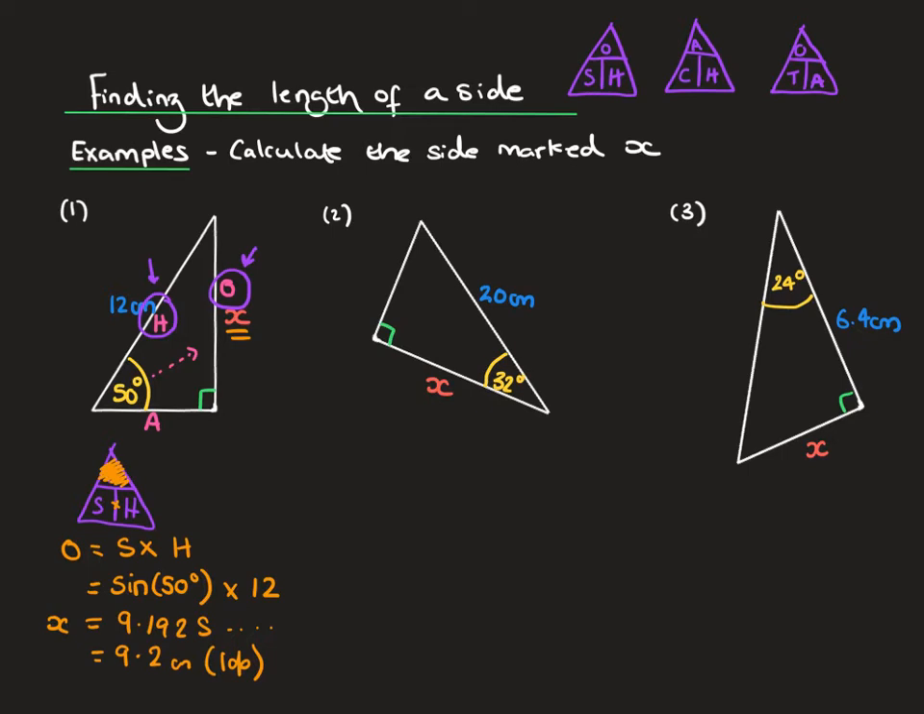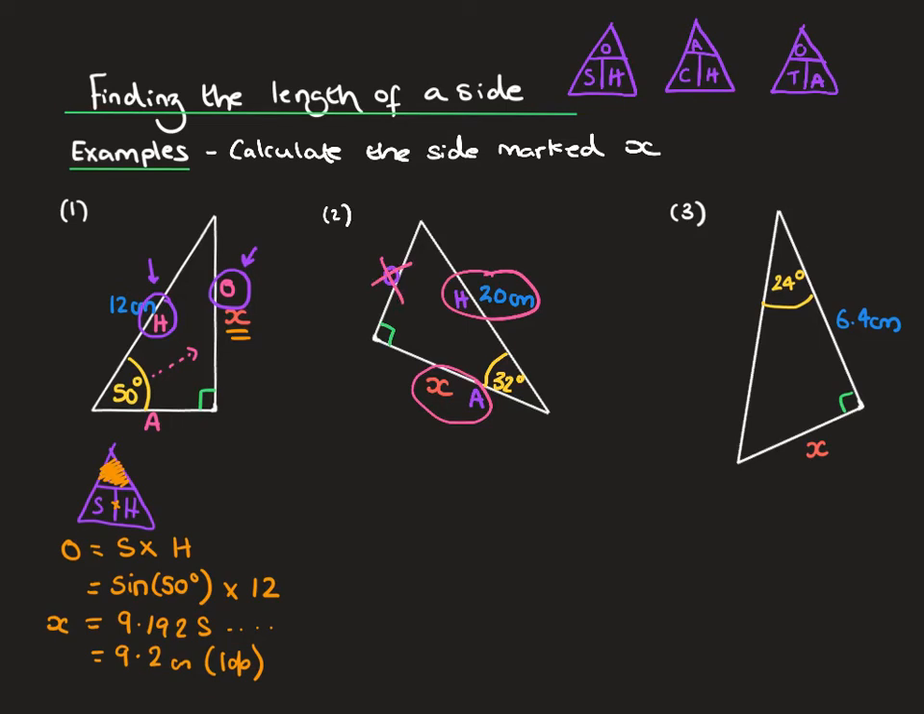Let's try question 2. Can you label the three sides first of all? Start with the hypotenuse. It's the 20 centimetres. Which side is opposite the 32 degrees? It's this blank side. So what's left over? It's this side here, X, which is the adjacent. Now, let's highlight the two sides that we are interested in. We know what H is, it's 20. We're trying to find X, which is the adjacent, so we're not interested in O at all.